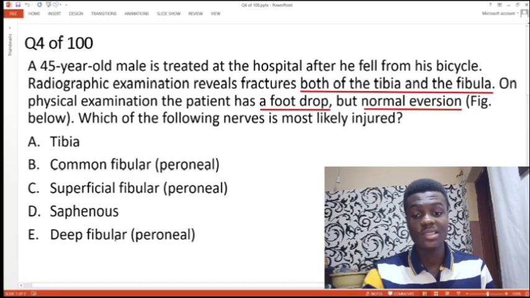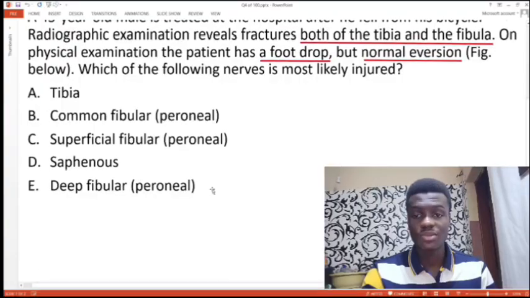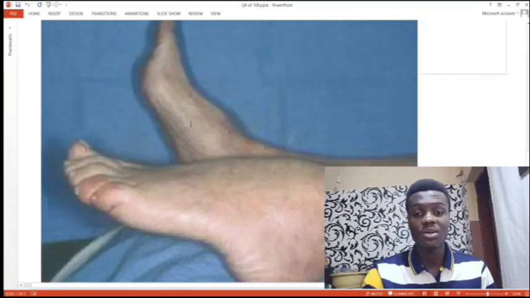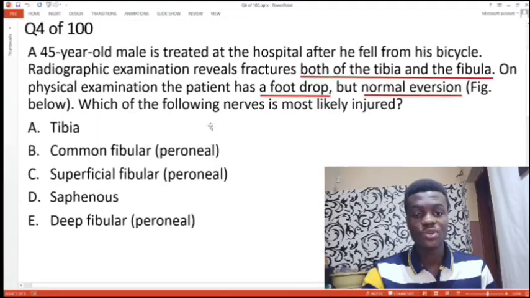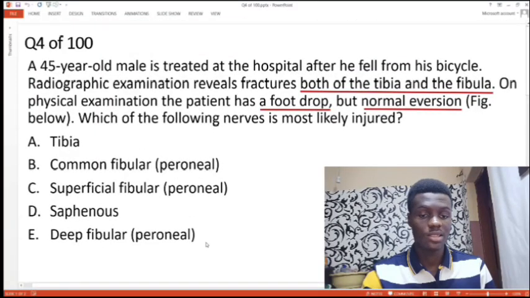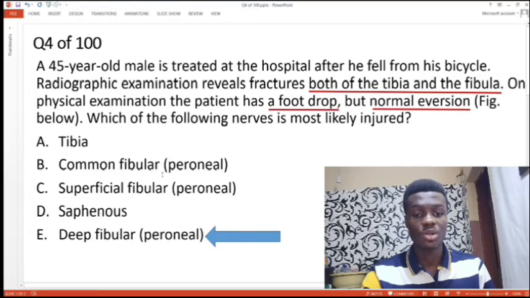The correct answer is the deep fibular nerve. The deep fibular nerve supplies the anterior compartment of the leg, and this is the compartment that is responsible for dorsiflexion of the foot and extension of the toes. From what we can see from this patient, the patient cannot dorsiflex his foot, neither extend his toes. So the deep fibular nerve is affected in this case. The correct answer is the deep fibular nerve, and the other options are wrong.